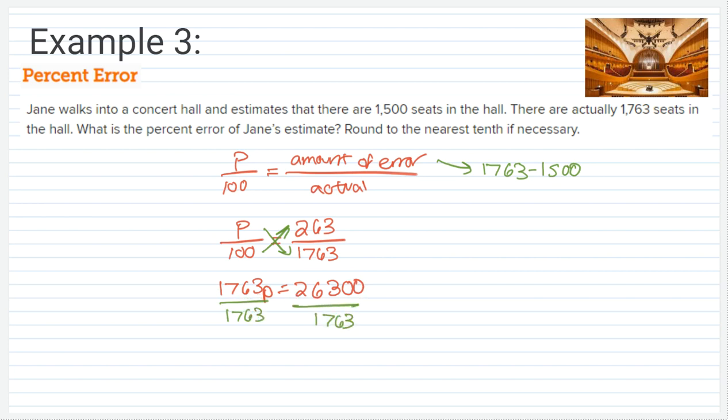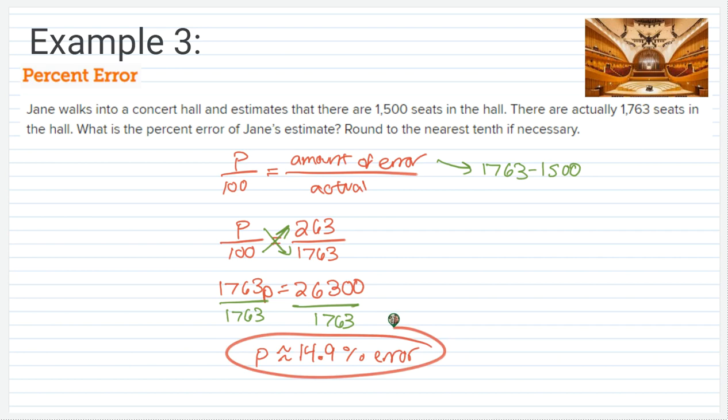And once again on this one, we're going to have to round. So we get P is approximately, and it was 14.917 and so on. It's going to stay at 14.9%. And that's it for that question.